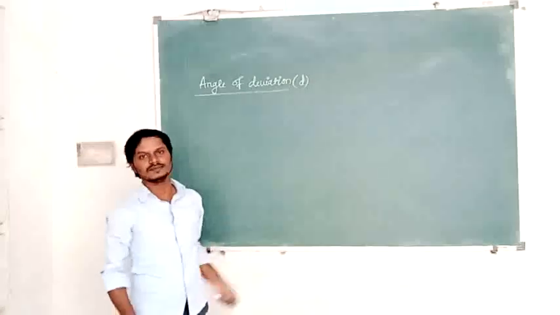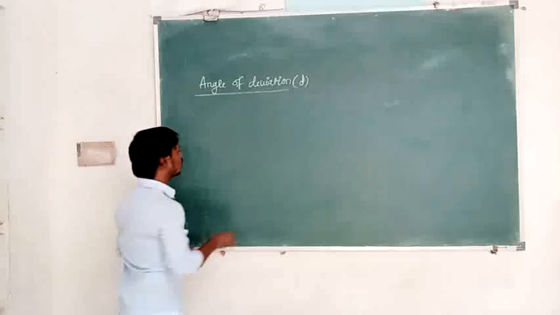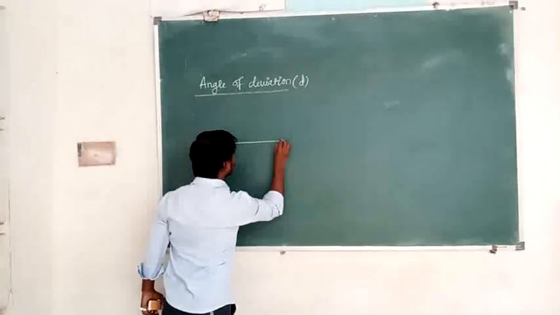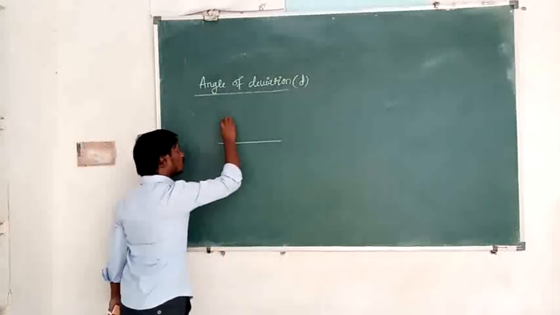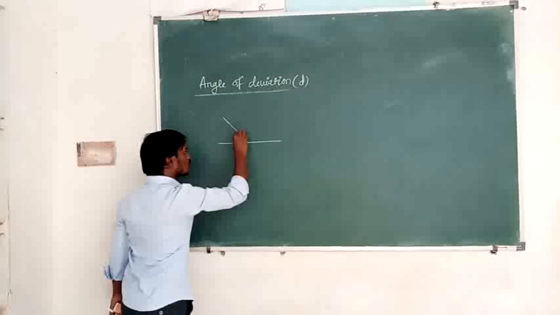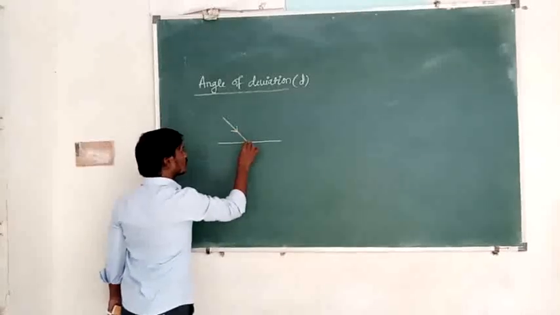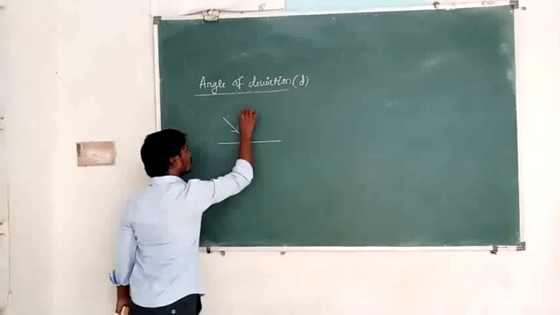Angle of deviation. What is angle of deviation here? Now let us consider an interface between two transparent media. When a ray of light is traveling from a rarer medium to a denser medium, at the point of incidence, we are going to draw the normal.